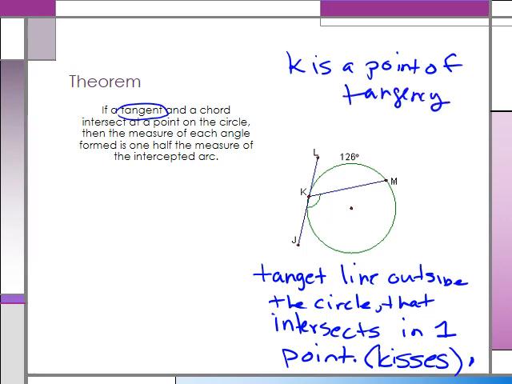And it is basically the same theorem. So if it intersects it, the measure of each angle formed is 1/2 the measure of the intercepted arc. So if this intercepted arc is 126, this angle right here is going to be half of it, which is 63. And then you could figure out the other angle because 180 minus 63, they're on a straight line, is 117. And then you could actually figure out this other arc by doubling that to 234.